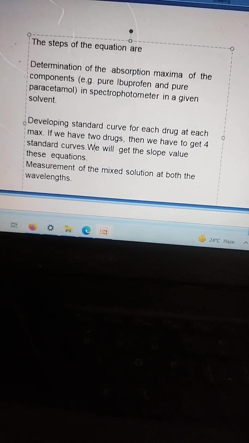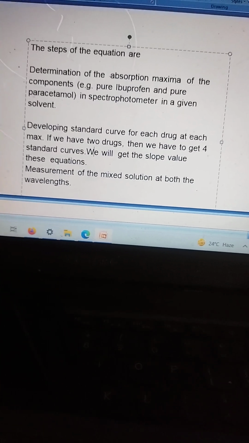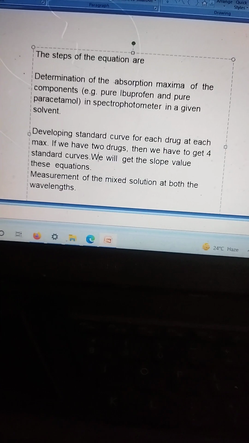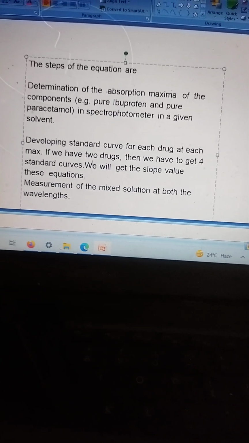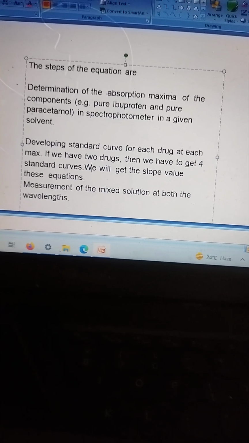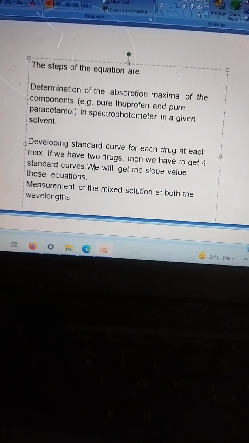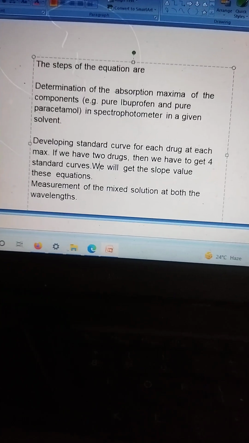We'll get slope values from these equations of the standard curves. So once we get the equations of the standard curves, we'll use them for developing the equations for the mixtures. And finally, we have to measure the absorbance of the mixed solutions at both the wavelengths, since there are two drugs, two wavelengths, and use these values in those equations.